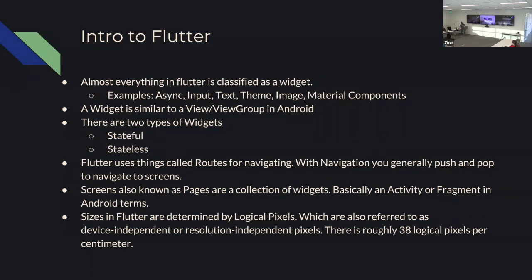Okay, intro to Flutter. In Flutter, almost everything can be classified as a widget. Text field, that's a widget. Padding is a widget. An InkWell, which is how you can click things, is a widget. I give a few examples here. And a widget is basically similar to a View or ViewGroup in Android. It is a little bit different, but it's along those lines. And widgets come in two types, stateful and stateless. I'm going to explain that shortly.